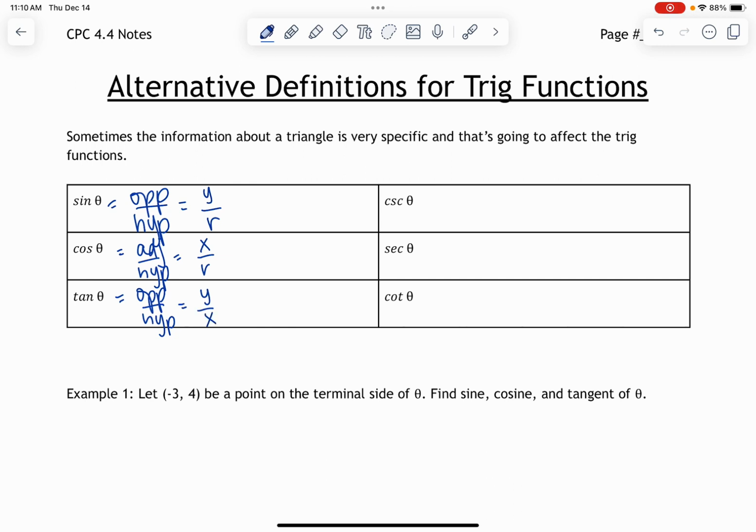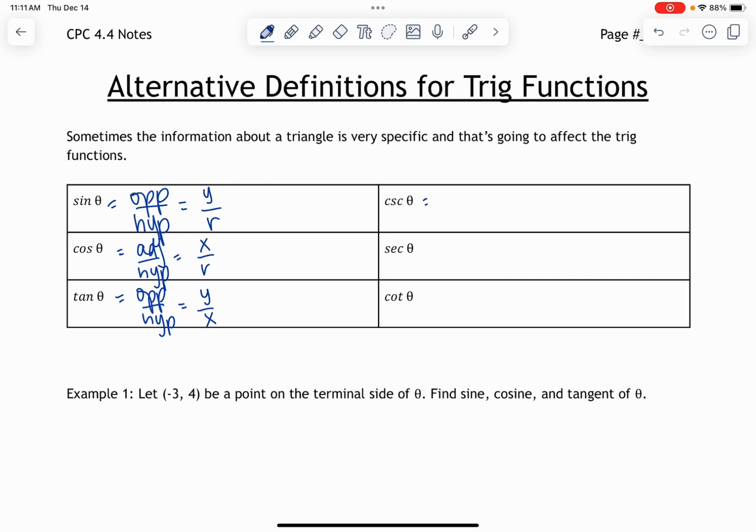So you'll notice that the y we had when we were on the unit circle as our definition for sine, now we have over r, because in the examples we're going to do, r is not 1. R could be anything, whereas when you're on the unit circle, r is always 1, so we don't include it in the unit circle definitions for sine and cosine, because we don't need it when r is 1.